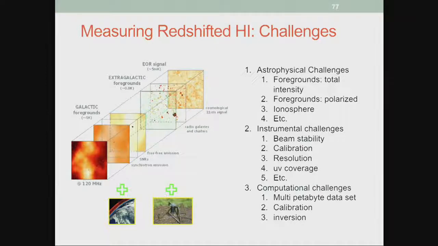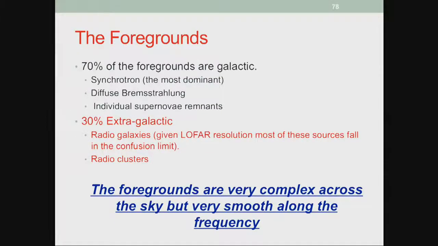How do you dig it out? There's lots of work that's done on this. I'll talk about this for a few minutes. So first of all, the foregrounds, what they are. I mentioned what they are. Actually, the highest component is the synchrotron. It's the galactic synchrotron. It's about 70%, and 30% of it is extragalactic, which is these point sources.